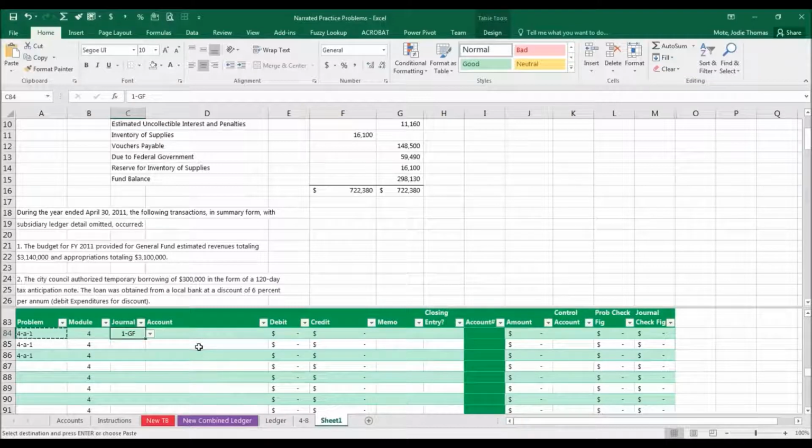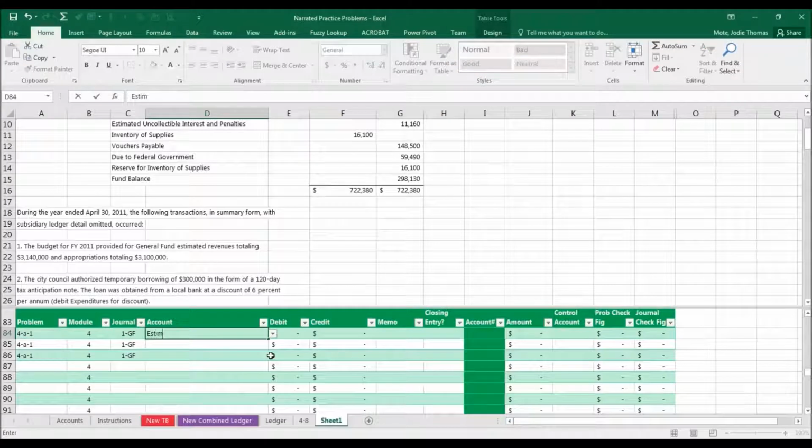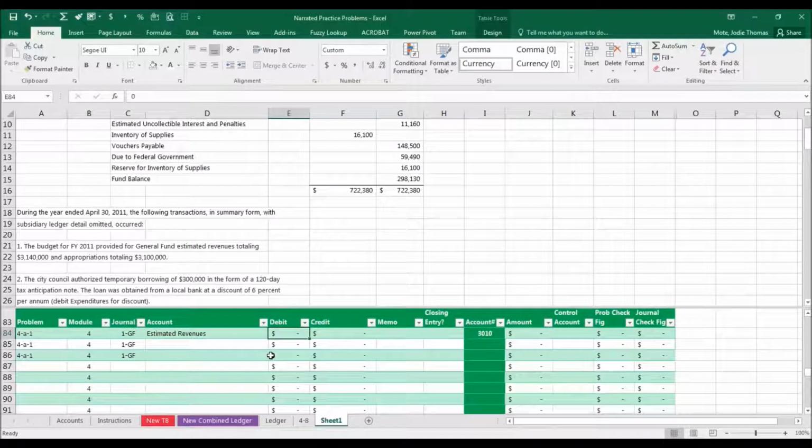So let's start here. We're going out of the general fund, since we're recording a budget. Remember, the government-wide journal, which is your other option on this checkbox, GW, you don't record a budget there. Anything that has to do with budget is in the general fund only. So here we have estimated revenues totaling $3.14 million. So we know this is going to be estimated revenues, and we're debiting it.